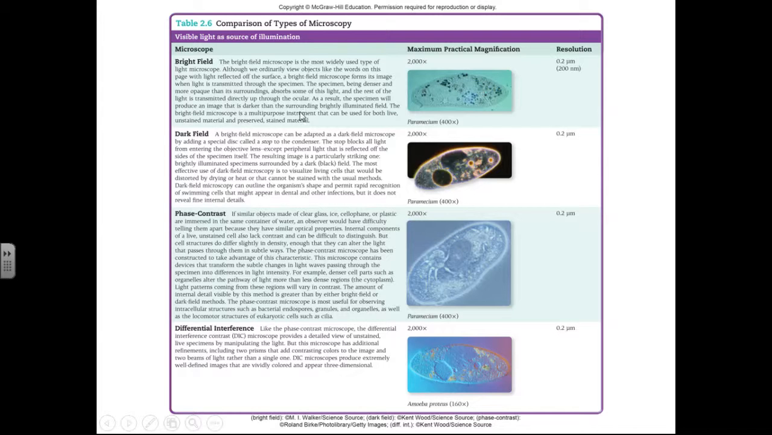We also have dark field microscopes. Dark field microscopes are special because they highlight the special structures inside of the cells. These dark field microscopes are going to allow for the specimen to be illuminated from the side. So light will shine sideways through the specimens as opposed to directly through the specimens.